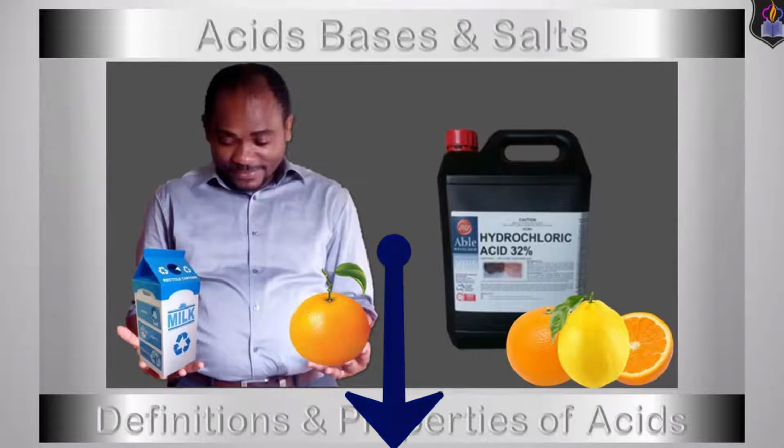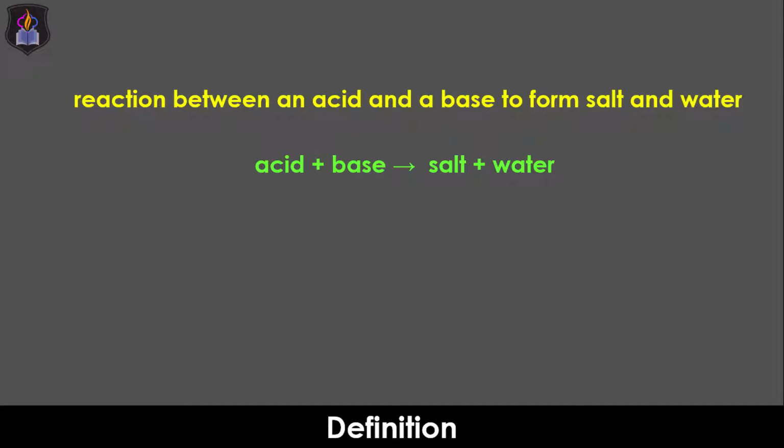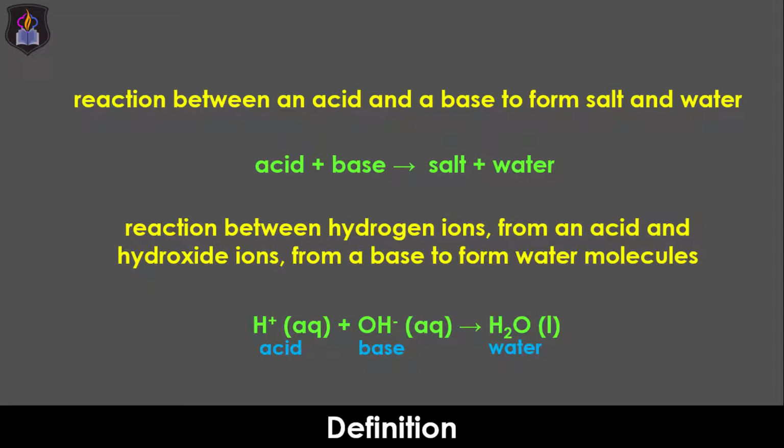In our last tutorial, we learned that a base is a substance that neutralizes an acid. Therefore, a neutralization reaction is defined as a reaction between an acid and a base to form salt and water. It is also the reaction that occurs when hydrogen ions from an acid combine with hydroxide ions from a base to form water molecules, as shown on the screen.